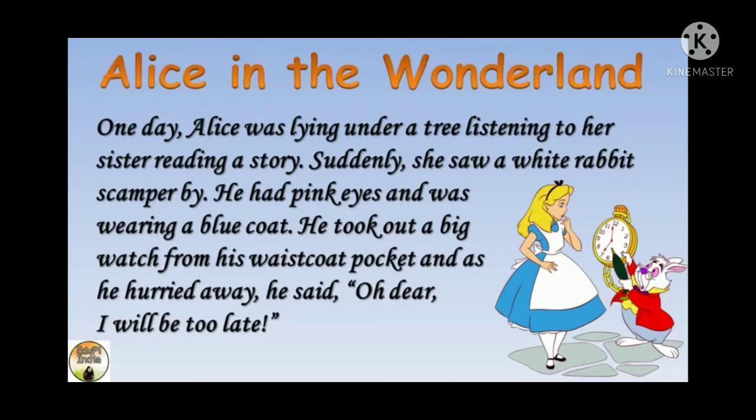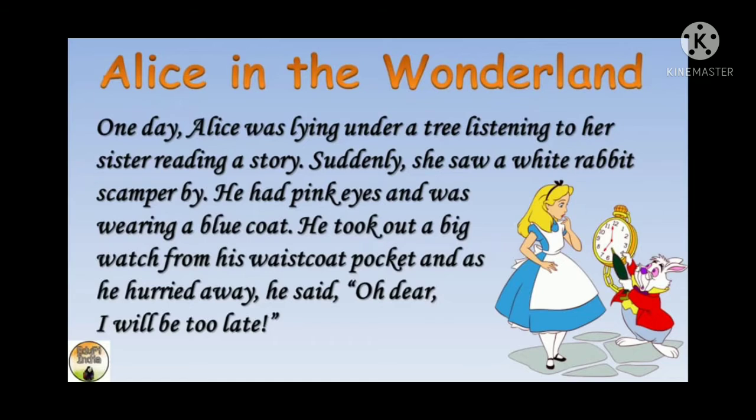So dear students, let's start to read and understand the lesson Alice in Wonderland. Alice is a girl and in the Wonderland. Wonderland means a place of great beauty or wonder. Here in is used as a preposition. Other examples of prepositions are above, below, under, into, towards, by, etc.